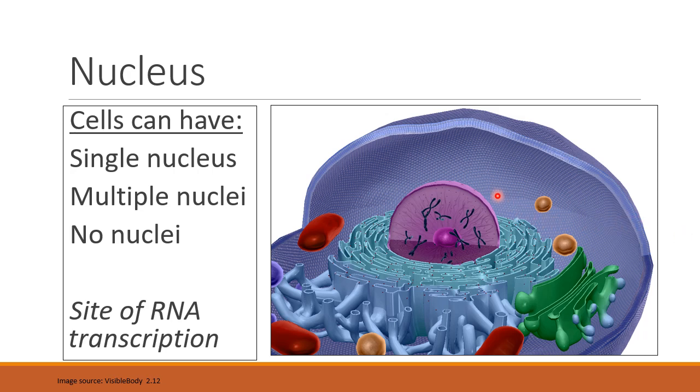Within the cell, we have a nucleus. Now, cells are different in the number of nuclei they have. Some cells will have a single nucleus. Some cells will have multiple nuclei throughout them. And then some cells will have no nuclei at all because they were expelled from the cell in order to function. Now, the nucleus is the site of RNA transcription. That's going to make more sense in a future lesson when we actually talk about that. But it's the generation of that molecule called ribonucleic acid that's going to be useful for the process of protein synthesis.